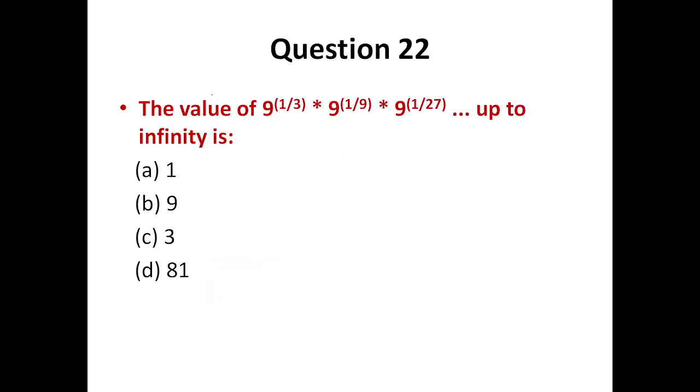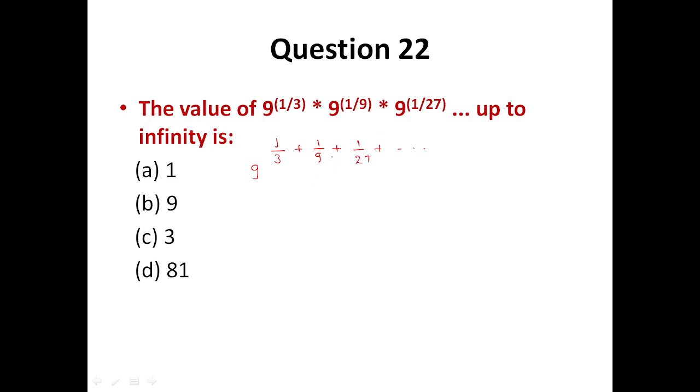Here it is given that 9 to the power 1 by 3, 9 to the power 1 by 9 into 9 to the power 1 by 27, up to infinity. Since the base is the same and it is multiplication, the powers will be added. So we will get 1 by 3 plus 1 by 9 plus 1 by 27 plus dot dot infinite.